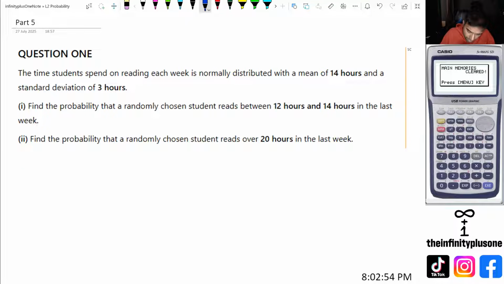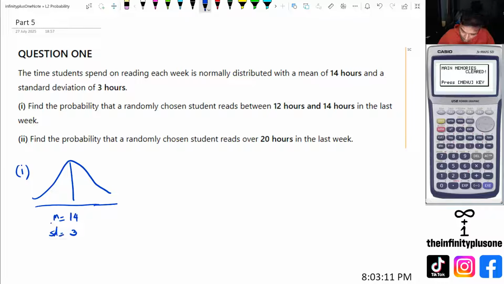All right, so for part 1, I always like drawing the bell curve to start with, because it makes it easy for me to see where things are. The mean is 14, and the standard deviation is 3. Part 1 is asking for a randomly chosen student who reads between 12 to 14 hours. We know that 12 is going to be somewhere here because it's below 14, so we're looking for pretty much this area here.